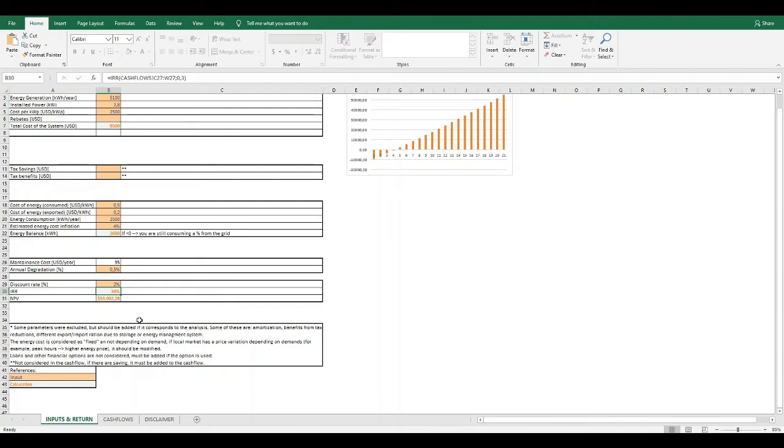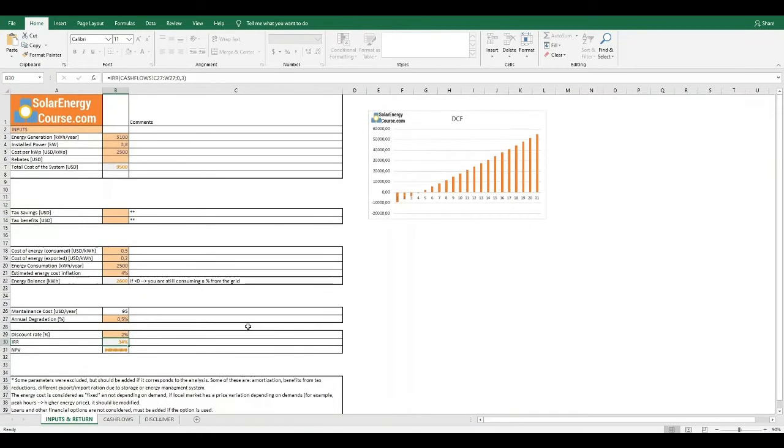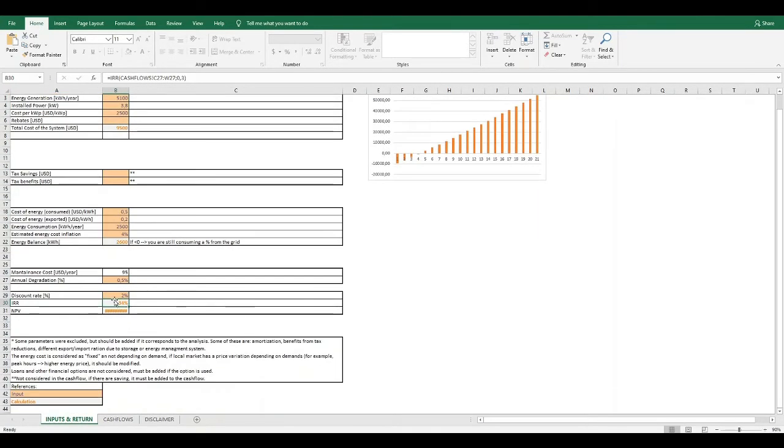After entering all the inputs, we can see some calculations. We have the energy balance, which is the difference between the energy generated and the energy consumed. If it's more than 0, it means that you are generating more than what you are consuming. And if it's below 0, you are still consuming some percentage from the grid. We also have the total cost of the system in US dollar right here.